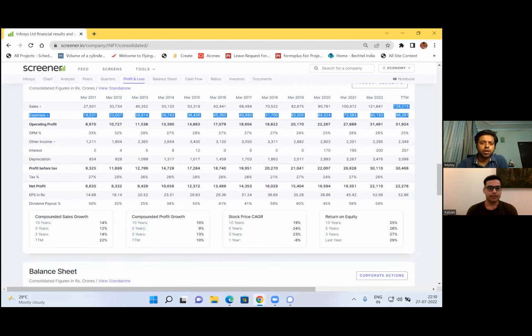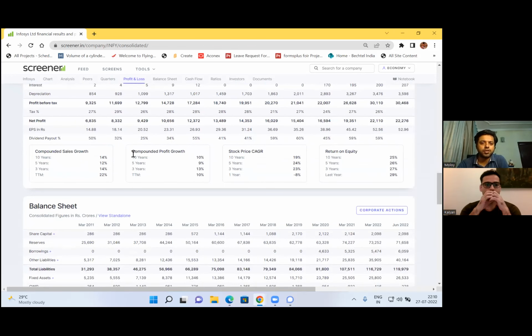Other than that, we have compounded sales growth, compounded profit growth, stock price CAGR, and return on equity. These numbers are already covered earlier, but they are presented in a tabular format to see the sales growth from 10 years to 5 years to 3 years. If these numbers are growing or staying stable, that's a good thing. Here also the compounded profit growth and the stock price compounded annual growth rate show how the stock price is growing, and whether in recent years the results are superseding the 10 year or 5 year average.